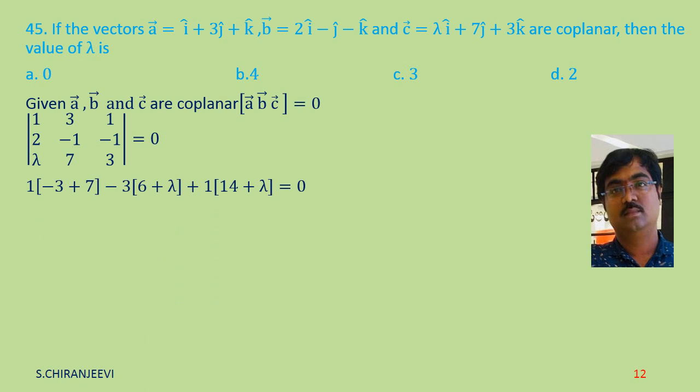Now simplifying, 1 of cancelling first row first column, minus 3 plus 7. Minus 3 of cancelling first row second column, 6 plus lambda. Plus 1 of cancelling first row third column, 14 minus of minus 6 plus lambda equal to 0. So if we simplify, we get the value of lambda is 0. So which is option A.